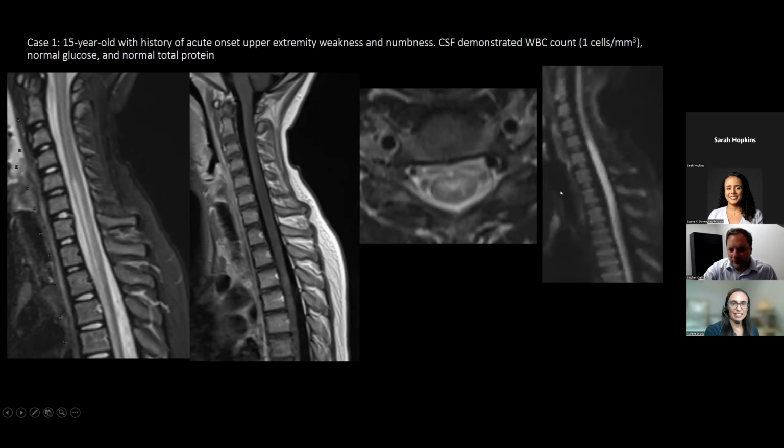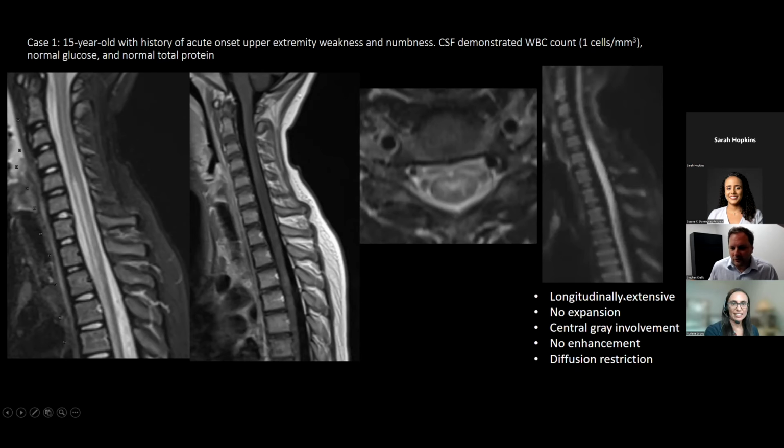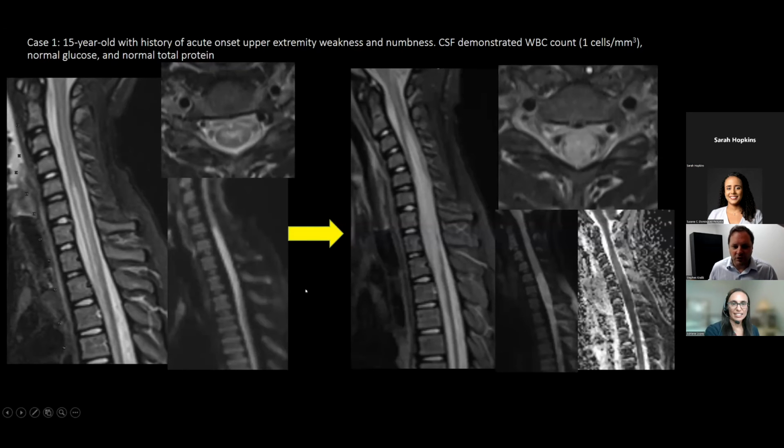We started to do more diffusion-weighted imaging to try to see if there are any differences in AFM from other diagnoses. This one had what looks like abnormal hyperintense diffusion signal. So this one, longitudinally extensive, no expansion, central gray, no enhancement, diffusion restriction, looks like it could be AFM. We don't know what AFM does on diffusion restriction. We know what another diagnosis does, so we were worried about something else. And we did a follow-up MRI approximately 2 days later to see how this transitioned, because we were a little bit wondering how this might look.